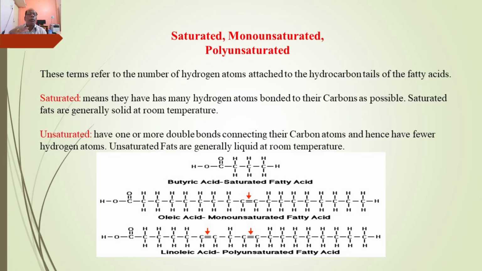Saturated lipids consist of as many hydrogen atoms bonded to their carbons as possible. Saturated fats are generally solid at room temperature. Saturated means the lipids have a large number of hydrogen atoms bonded to their carbons.